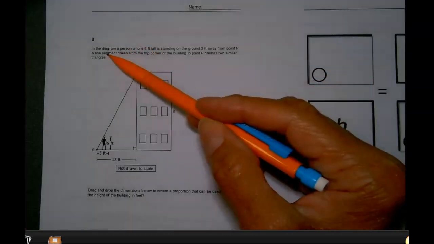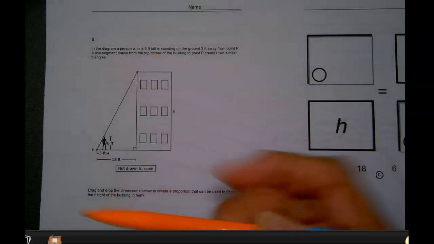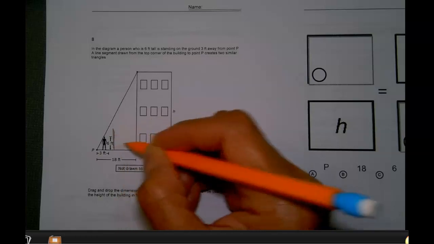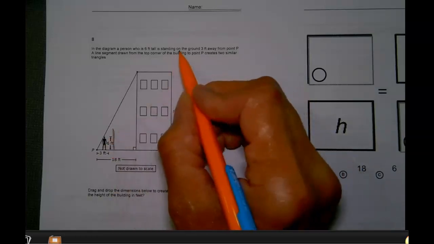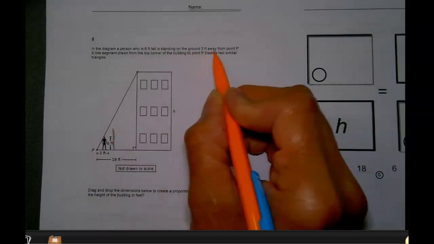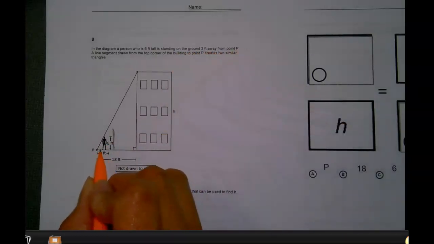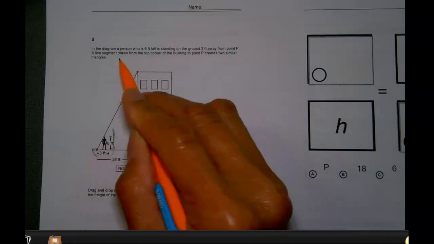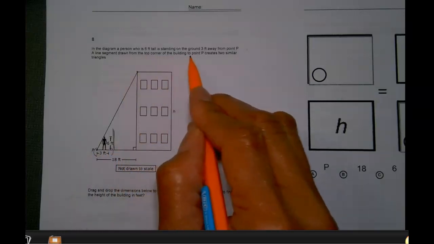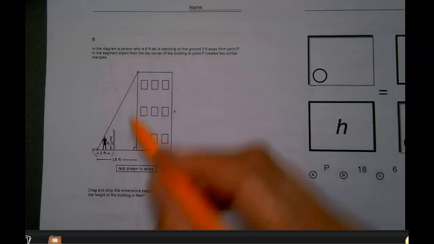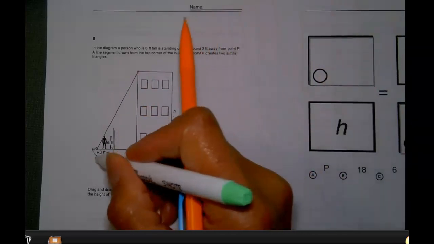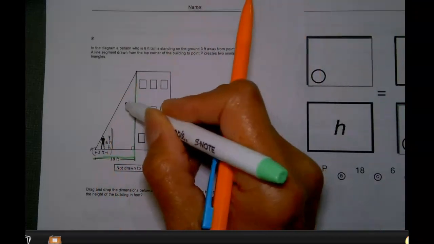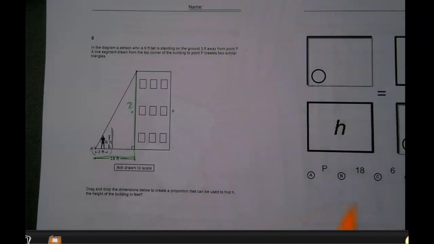Okay, so number 8, the diagram of a person who is 6 feet tall. So this is 6 feet tall for this person. And he's standing on the ground 3 feet away from point P. So here we have 3 feet that he's standing away from P. So a line segment drawn from the top corner of the building to point P creates 2 similar triangles. So here is your other similar triangle here. So this right here is an unknown.